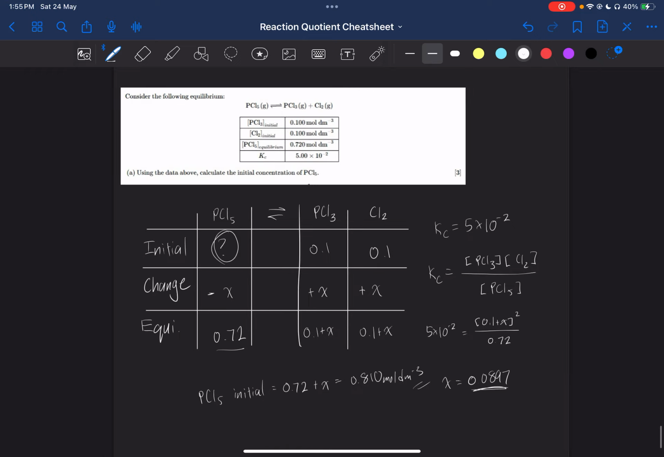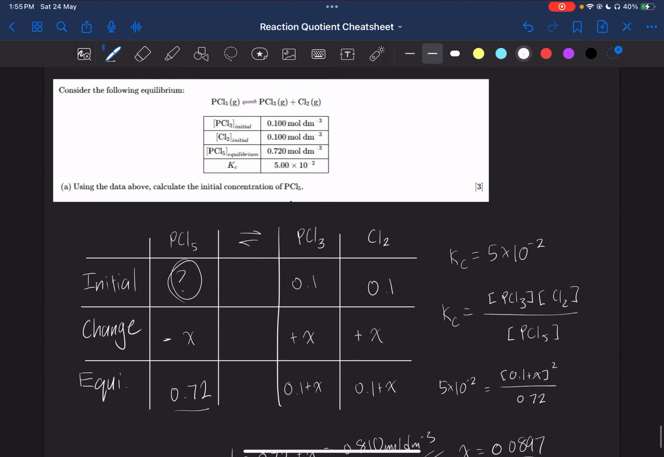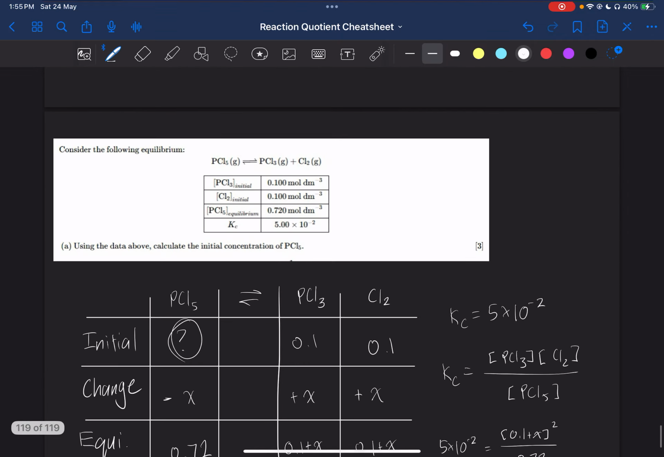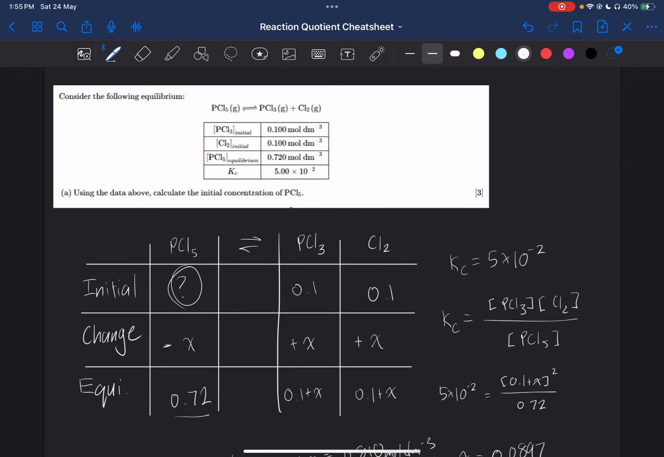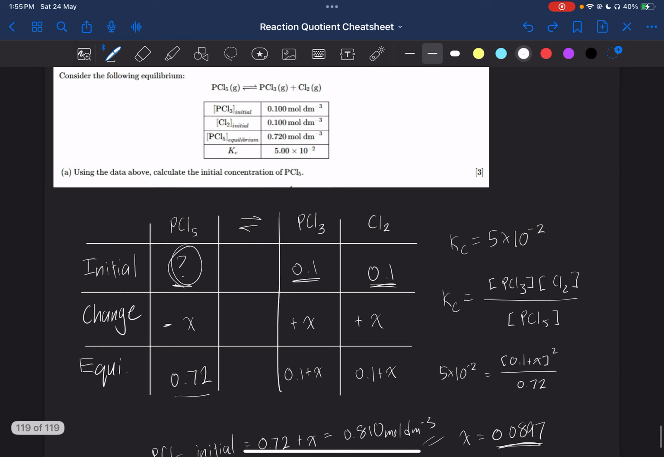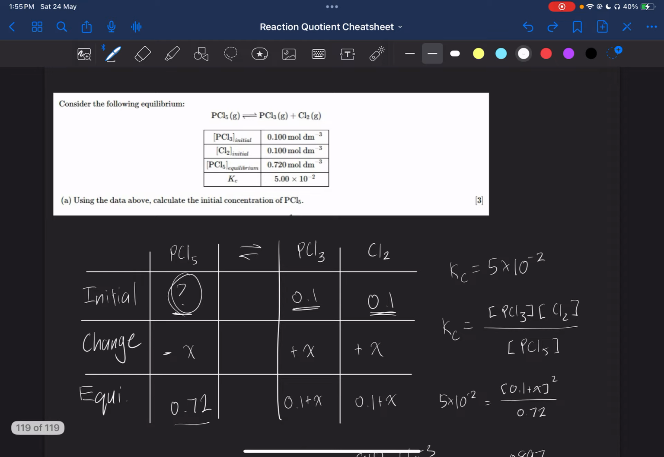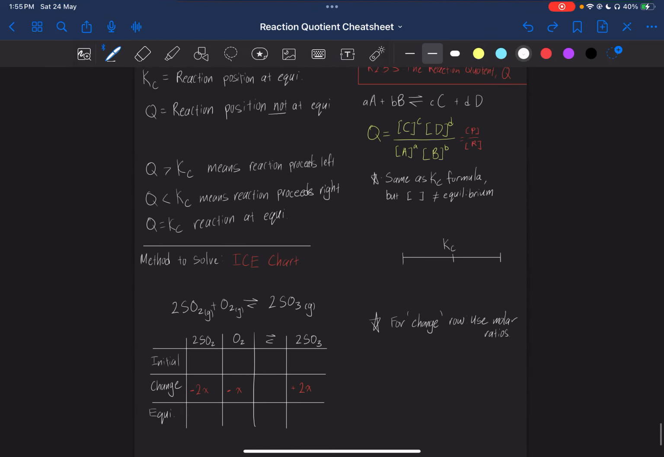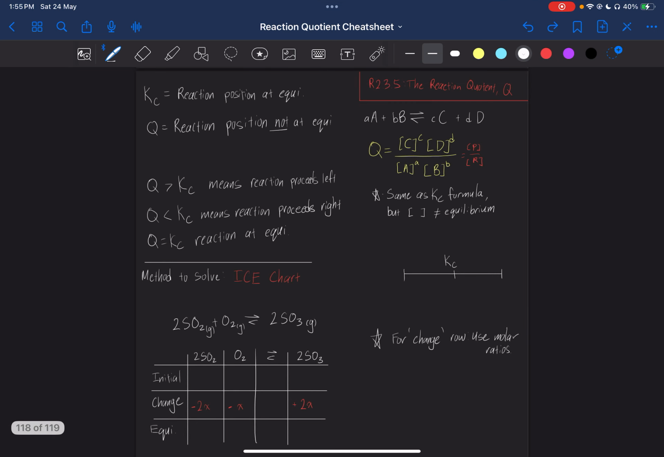Even though this question doesn't specifically talk about the reaction quotient, it does apply the principles. Right here, Q with 0.1 and 0.1, this is all reaction quotient because it's not at equilibrium. Even though the question doesn't specifically mention the reaction quotient, the concept is there, and this is your cheat sheet right here. These are all the key facts that you need to know in order to score on these kinds of ICE table questions.